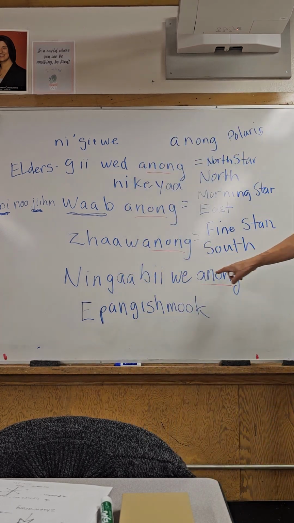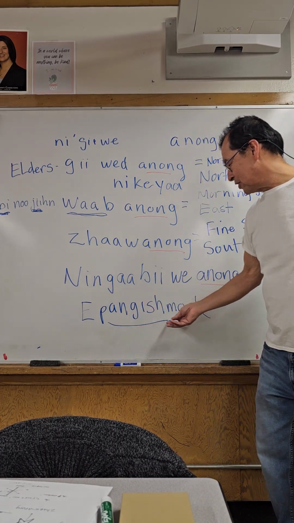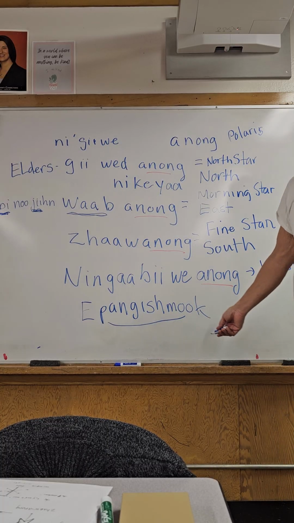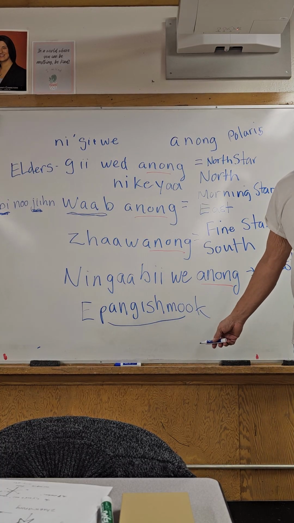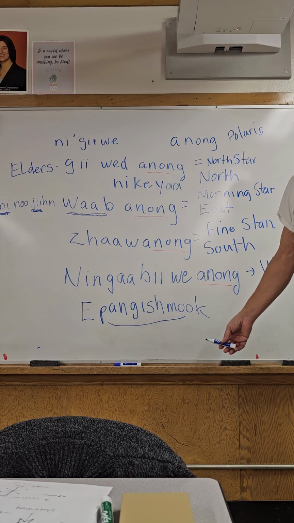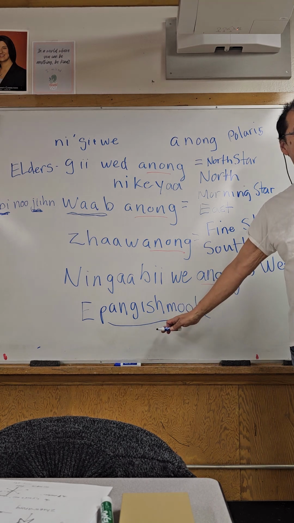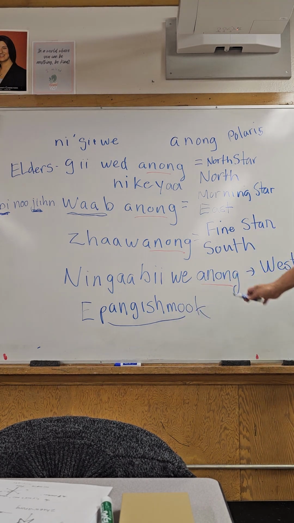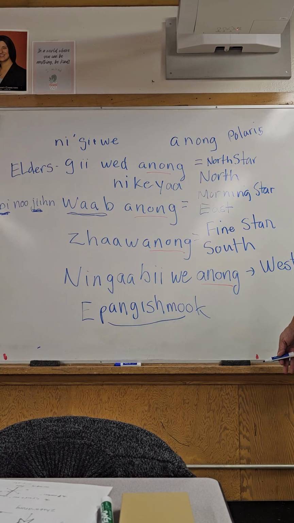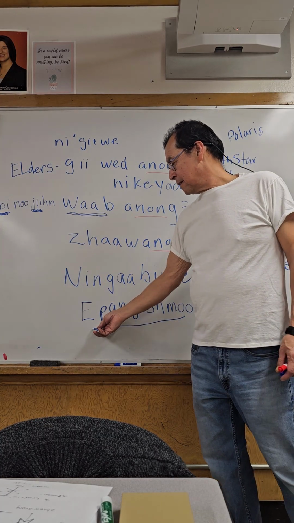The other name for this Ningabiwe is Epungishmuk, but this is west, the western direction. I don't remember the name of the star though. Well, there is no name for the star. Pungishmo means something about falling down. It's like the setting sun, right? It's in reference to where the stars go to rest, or where the stars fall down, at Epungishmuk. So we say Epungishmuk Nikea instead of Ningabiwe.